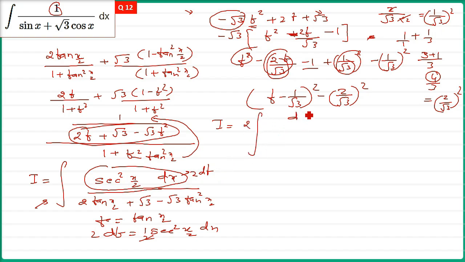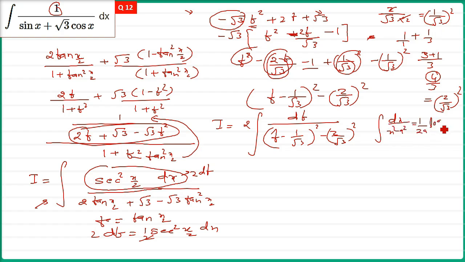I am taking outside, dt divided by (t minus 1 by root 3) whole square minus (2 by root 3) whole square. So now we have a formula of integration of x square minus a square in the denominator. You already know the formula, but let me write it again just for refreshing your memory. dx by x square minus a square will be 1 by 2a log |(x minus a) divided by (x plus a)|. Log is basically log to the base e. You can always write it as ln.